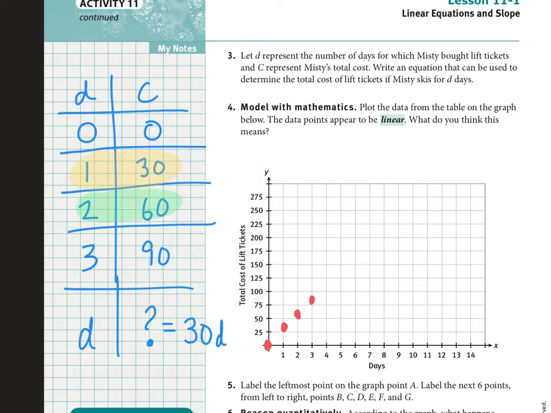4 days we know was 120. 5 days was 150, and so on. Okay, the data appears to be linear. So what does that mean? Does it appear linear to you?